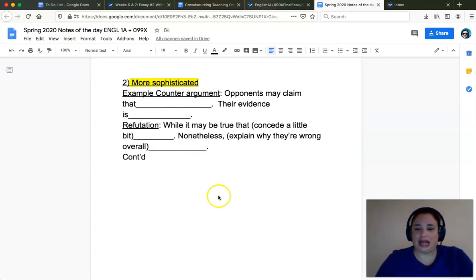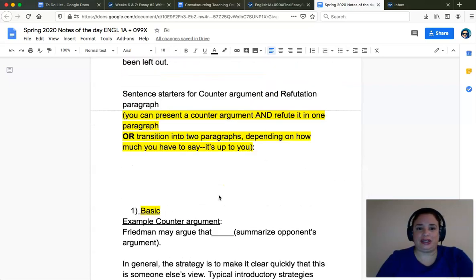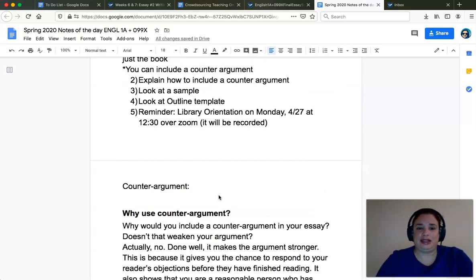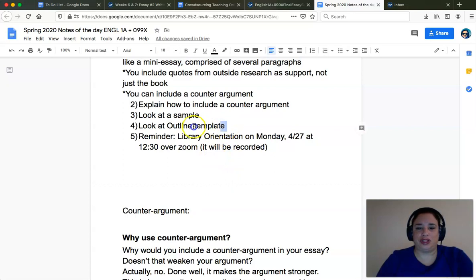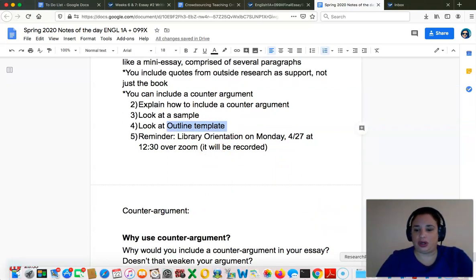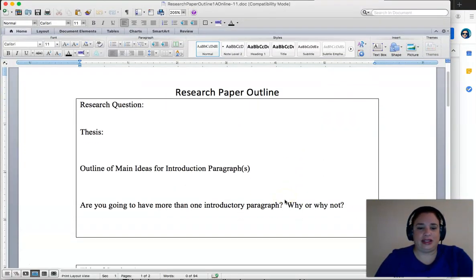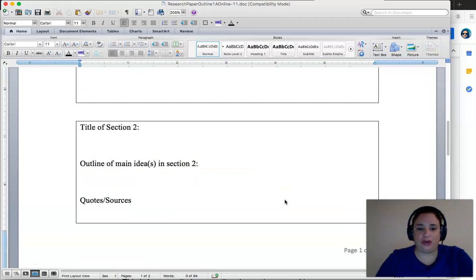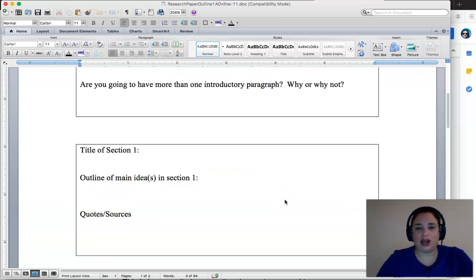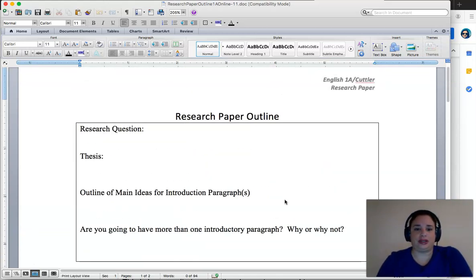Okay, so the last thing I want to do, well, almost last thing, is to show you basically what the first step is to work on your outline. So again, this will be in Canvas. And this is a pretty similar outline to what we have been working on. It's just now created into sections.